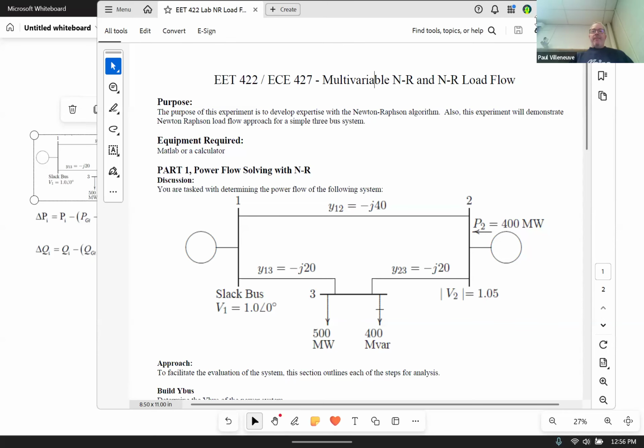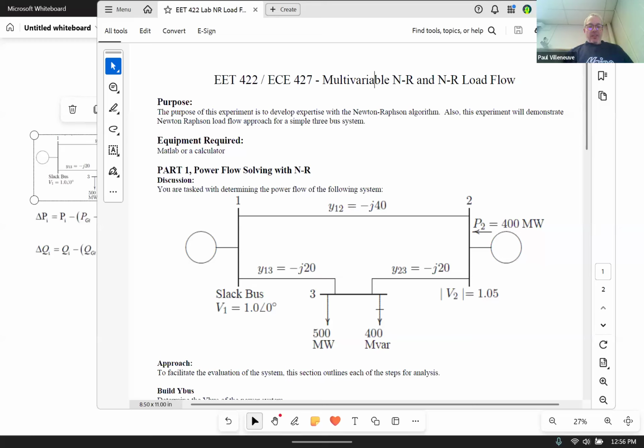Okay, let us begin. So today, you all get to do a Newton-Raphson load flow, and it's multivariable Newton-Raphson, right? Because we have multiple equations that we're going to write and multiple variables we're going to solve for. So the first thing we have to do is figure out what equations to write. And then the second thing we need to do is figure out what variables we're going to solve for.